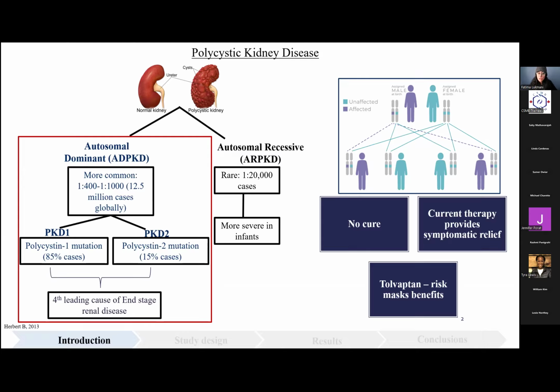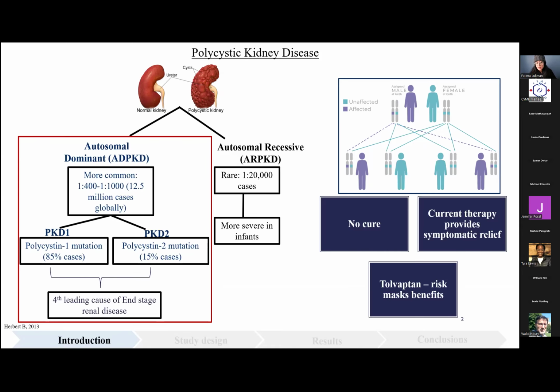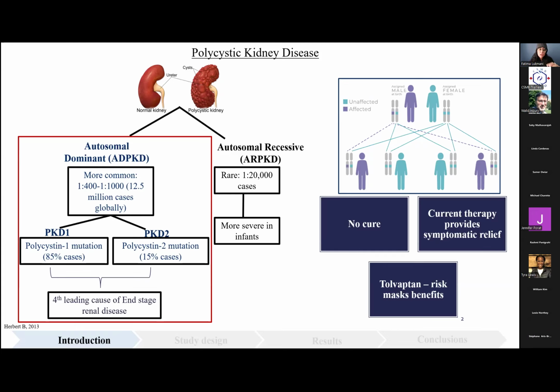It's caused by mutations in mainly two genes, PKD1 and PKD2, which encode the proteins polycystin 1 and polycystin 2, respectively. The majority of my research work will be focused on polycystin 1, because it has the most prevalent mutations found in ADPKD. Together, these mutations are the fourth leading cause of end-stage renal disease, which requires the patient to either undergo renal transplantation or be on lifelong dialysis.